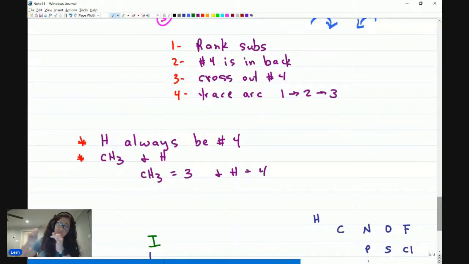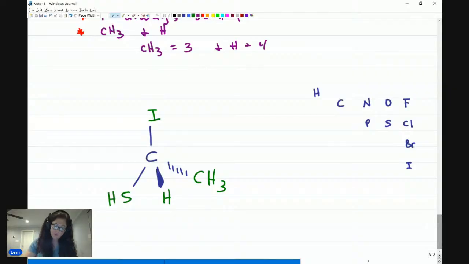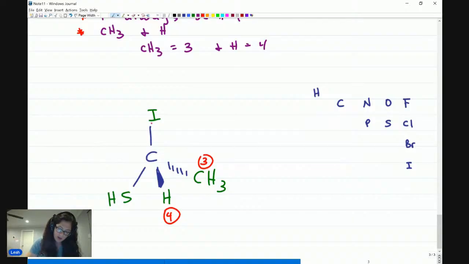Rank the substituents, put number 4 in the back, cross it out, arc 1 to 2 to 3. Is it R or S? So let's go through it. We're not going to start with the table. I have a hydrogen, automatic number 4. I have a methyl group in the presence of hydrogen, automatic number 3. All I'm left to compare is iodine and sulfur. Iodine is always your highest priority when you're dealing with just your standard atoms. And so iodine will be number 1, sulfur will be number 2, and step 1 is complete.